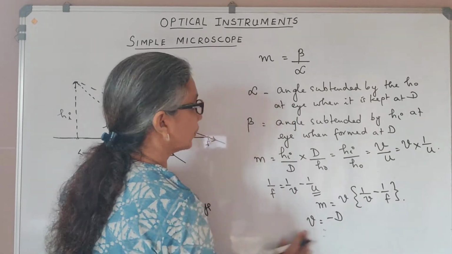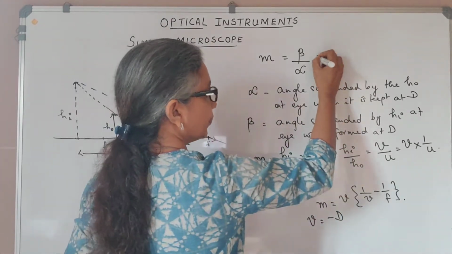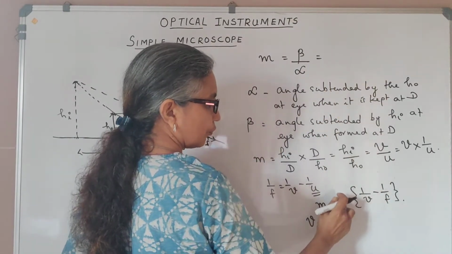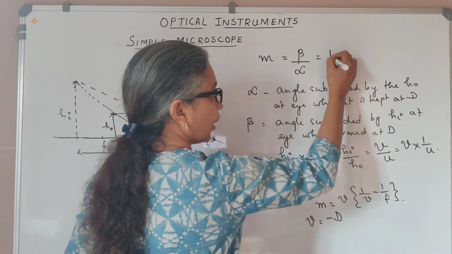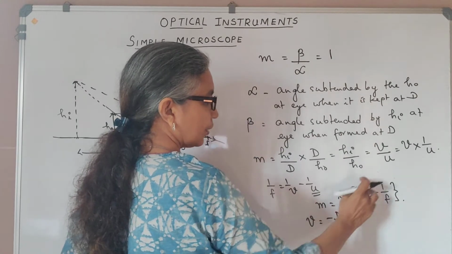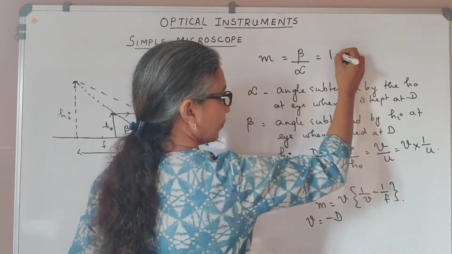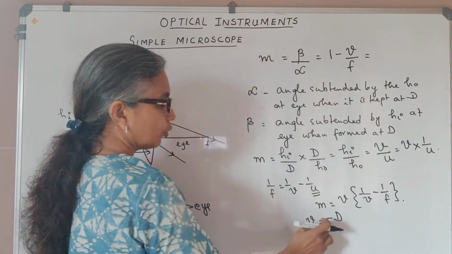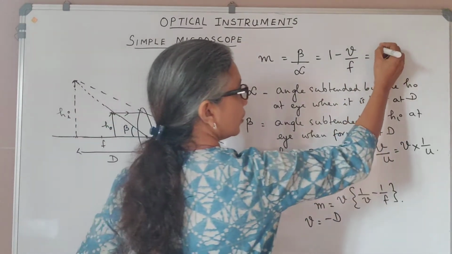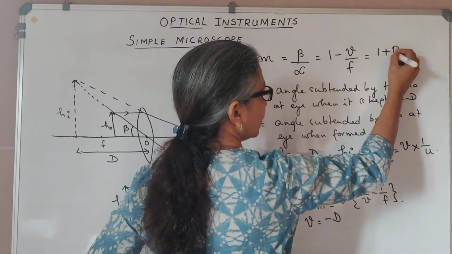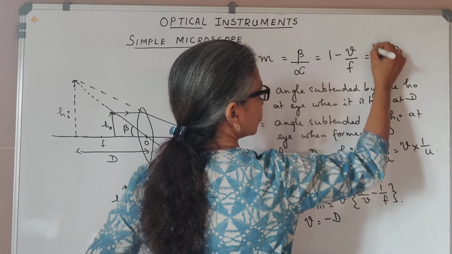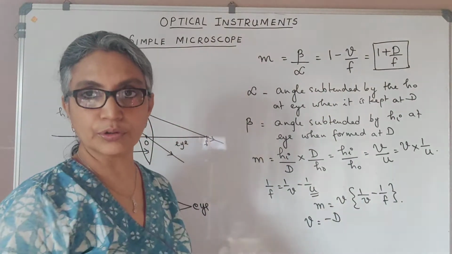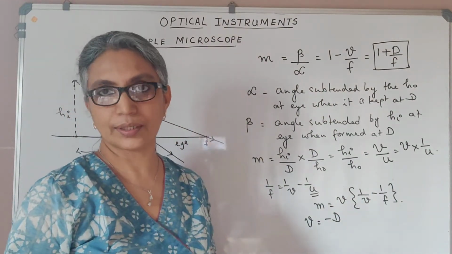Which gives us for magnification as V. Let me write it on top. So magnification will be from here. Okay. I am opening the bracket. So V into 1 by V will be 1. Then we have V by F. So 1 minus V by F. This is equal to, I am going to substitute for V as minus D, which gives me 1 plus D by F. So this is another new formula that we have introduced for you in class 12 for magnification.